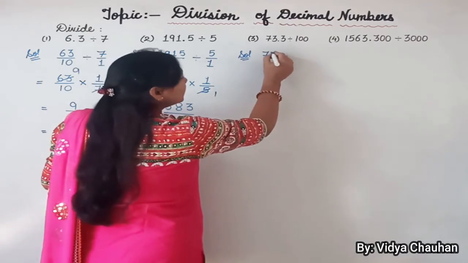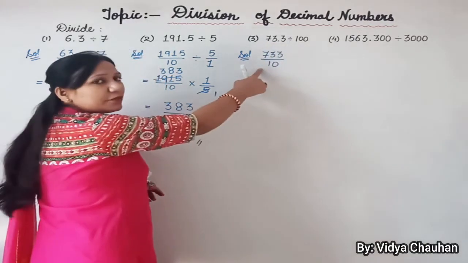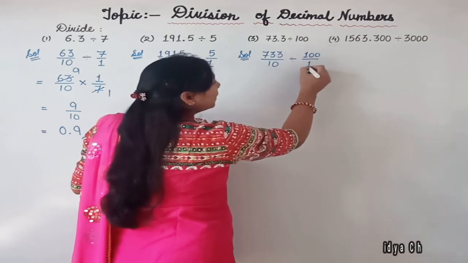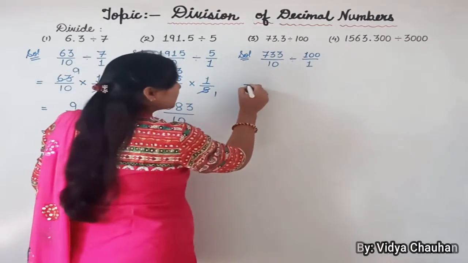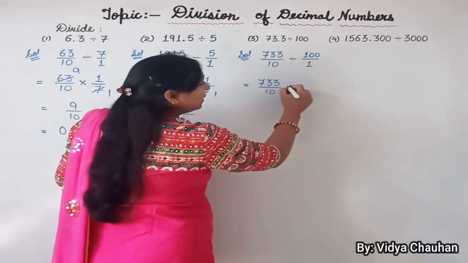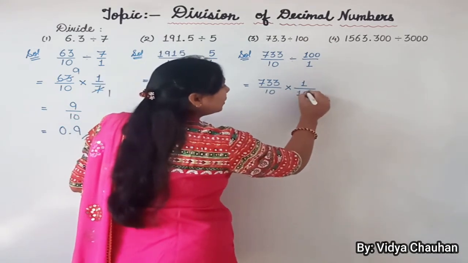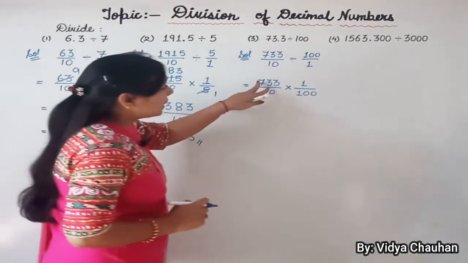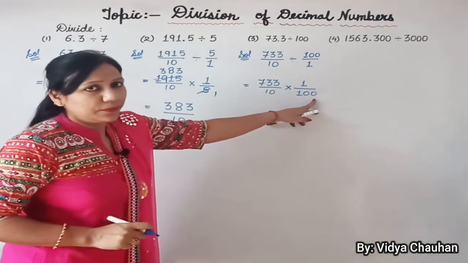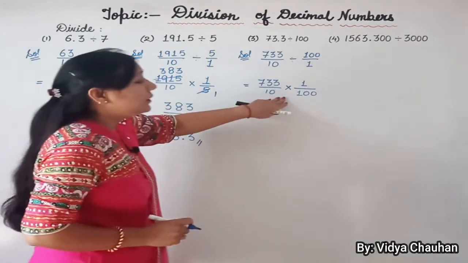So once again, 733 upon 10. So we have written the first decimal number into its fraction form, divided by 100. So this 100 can be written as 100 upon 1. Next part, 733 upon 10. Divide, I am converting into multiplication, and so it will be 1 upon 100. Now here you can see that 733 is not divisible by 100. Like in our previous question, it was divisible, so we have simplified the term. But here it is not divisible.